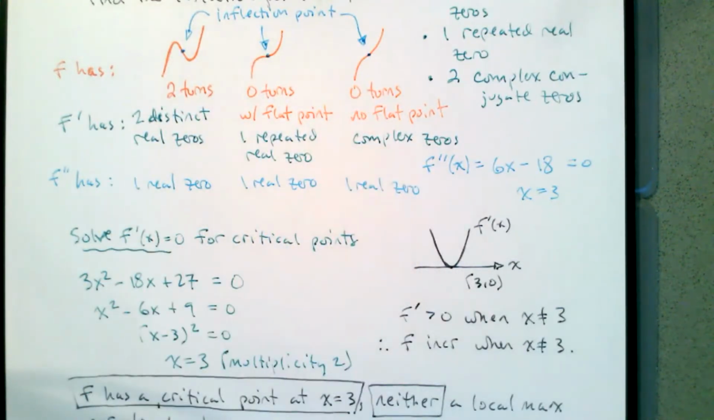Oh, okay. So f doesn't have 2 turns. We found out that f has 0 turns. But this is just based on the leading term in the polynomial. These are one of the 3 possibilities. Yes, correct. And then on the bottom, you have f prime has 2 distinct real 0 on that one.